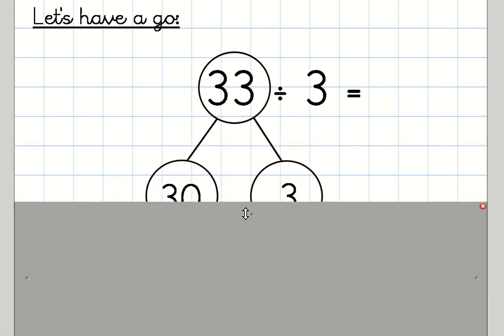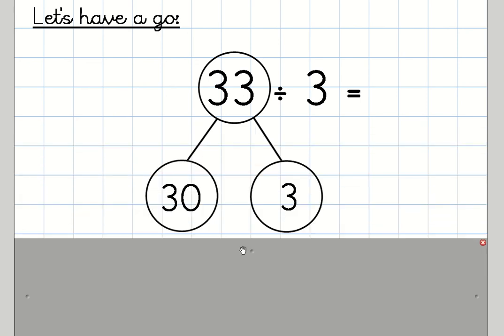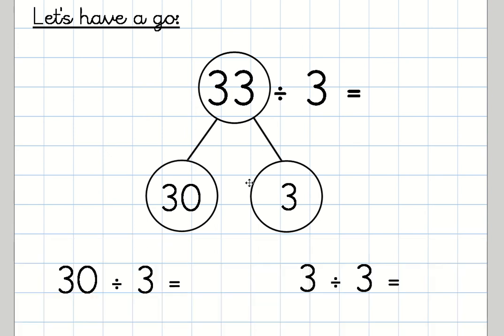So we could partition 33 into 30 and 3. And what we would then do is think that we know 3 divided by 3 is 1. So 30 divided by 3, which is 10 times bigger, must be 10. And 3 divided by 3 is already 1. What we then do is use those numbers. I'm just going to highlight them for you.